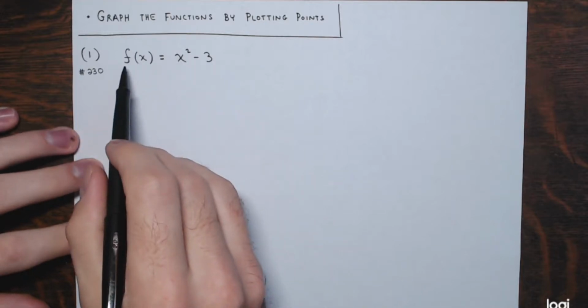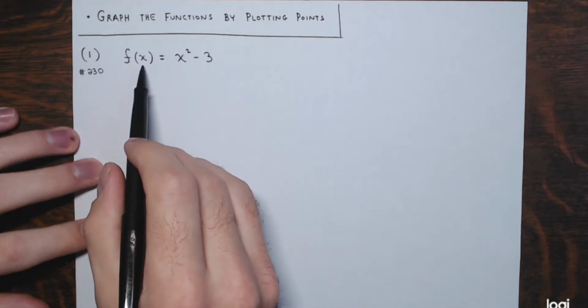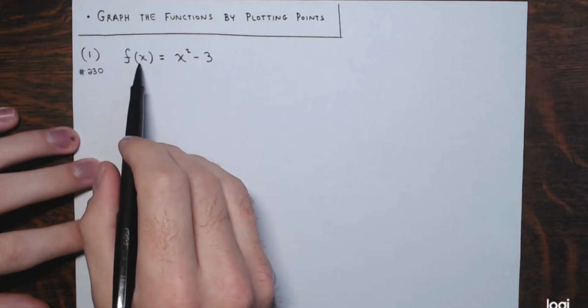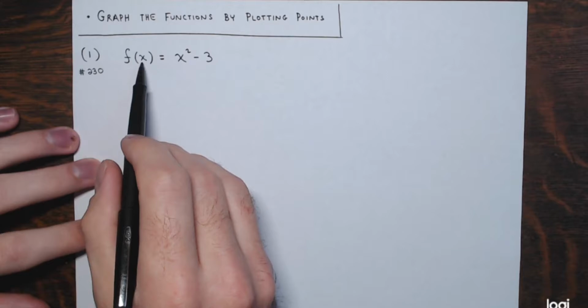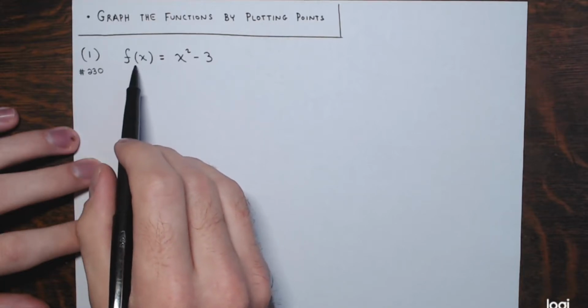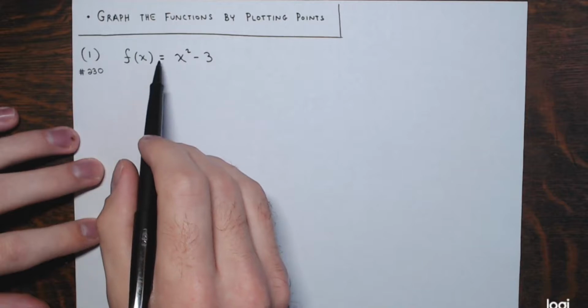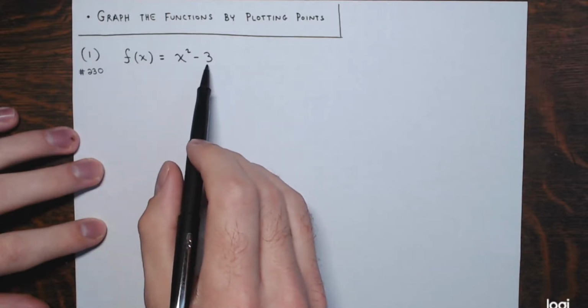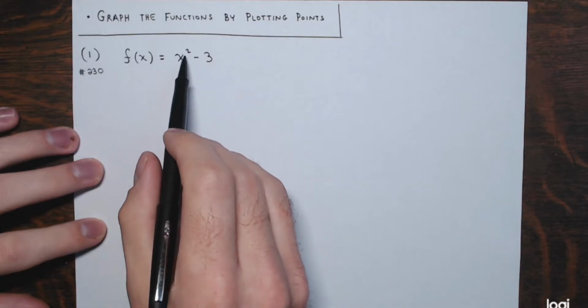Hopefully you recall how function notation works, right? The function is called f. In parentheses we have our input variable, right? X is the input, and then f of x is the output, and on the other side is how the output is calculated. Right? You take the input x and square it, and then subtract 3.